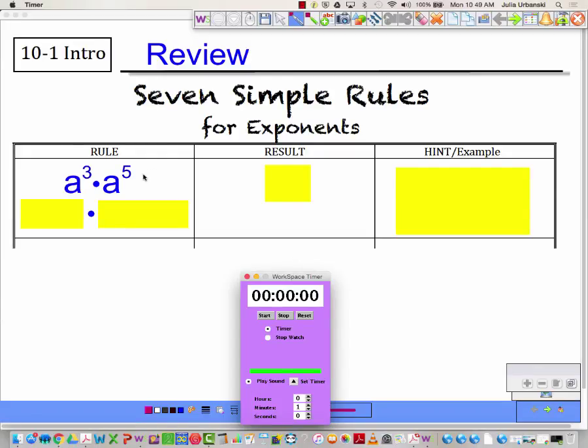10-1 intro. Review, you have this in Math 1. Whenever we do these problems, you don't have to go through all the steps I'm going to go through right now. We're just going to know where the rule comes from, though.